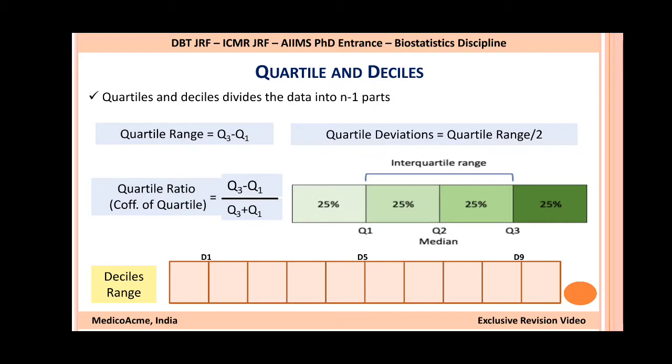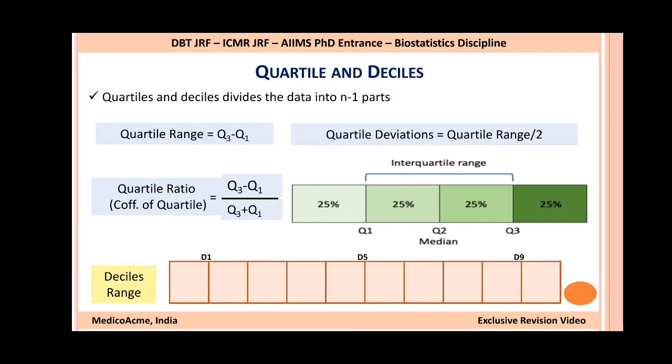So guys, the quartile range will be Q3 minus Q1, okay. Q3 is the highest quartile and Q1 is the lowest quartile. The difference is the quartile range, and quartile deviation will be the quartile range divided by 2. The quartile ratio will be the difference of the highest quartile minus the lowest quartile, and the sum of the highest quartile plus the lowest quartile. So guys, please remember these 3 formulas.